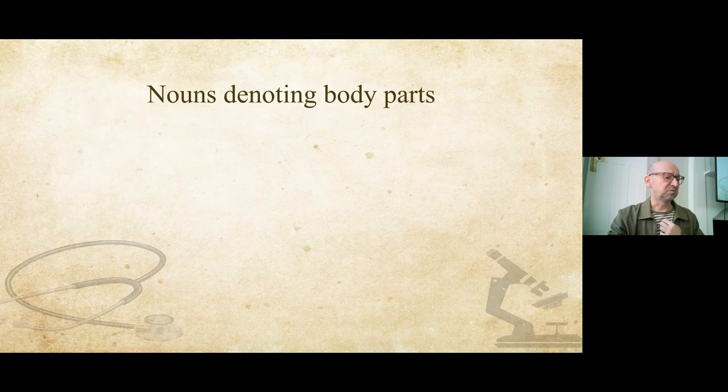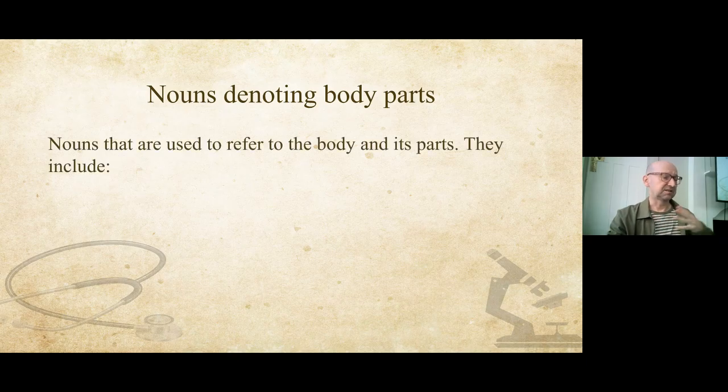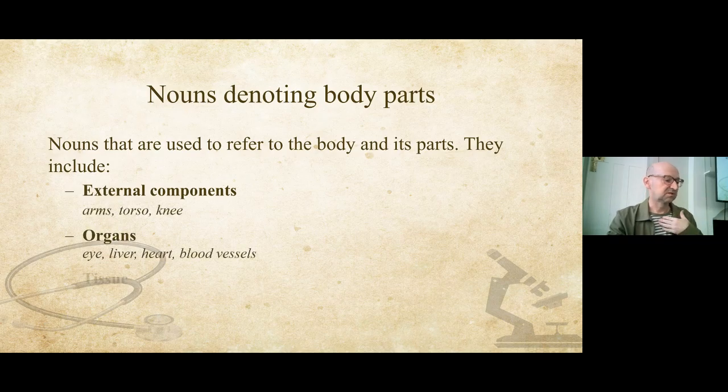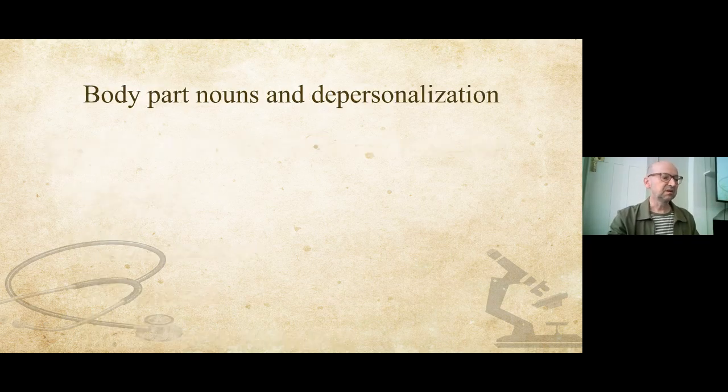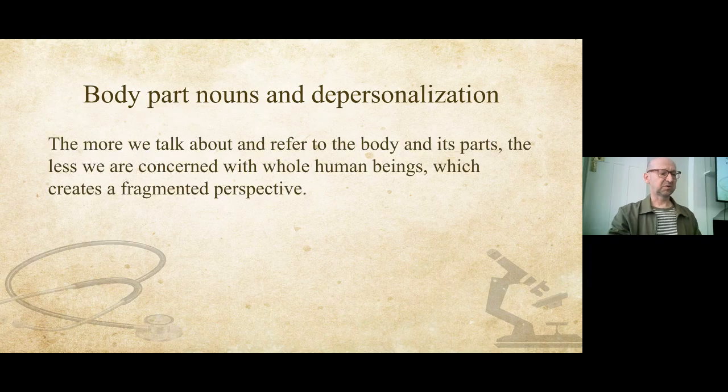Second, nouns denoting body parts. So there's something to do with fragmentation, or seeing people as whole. So nouns that are used to refer to the body and its parts. This includes external components, organs, tissue, biochemistry, or microstructures. Body parts and depersonalization: the more we talk about the body and its parts, the less we are concerned with whole human beings, which creates a fragmented perspective.